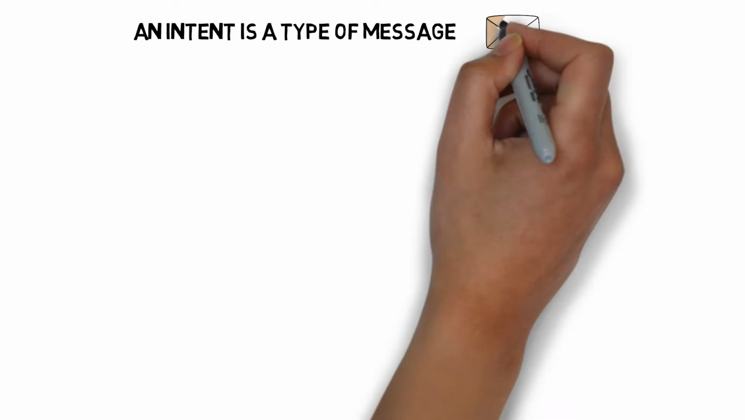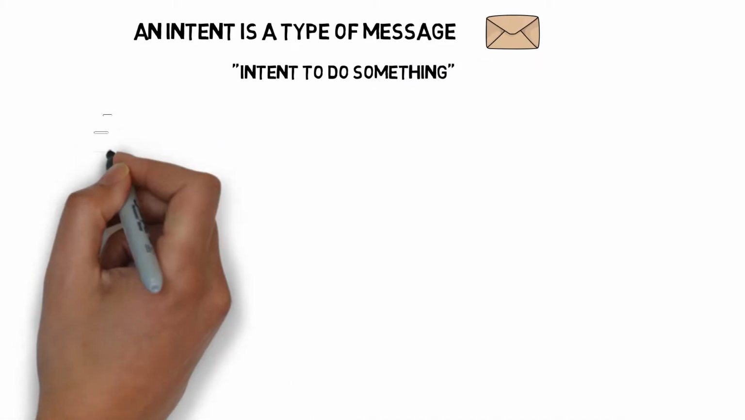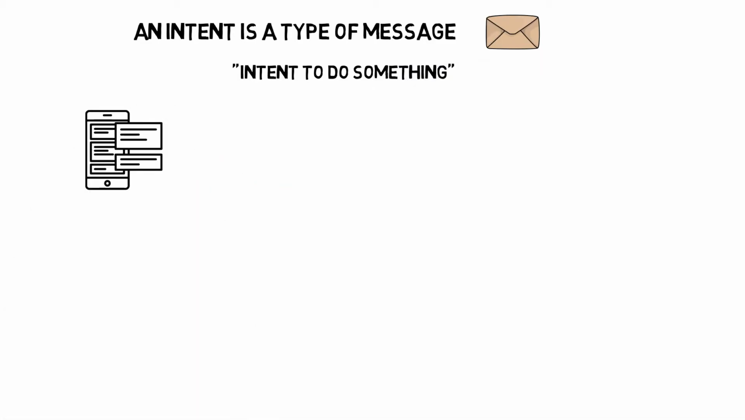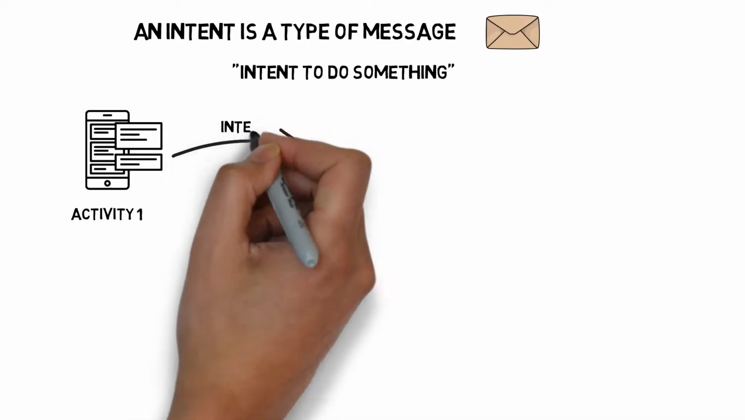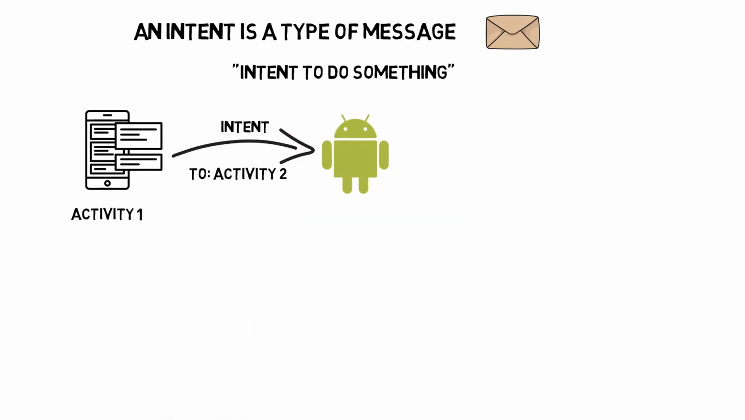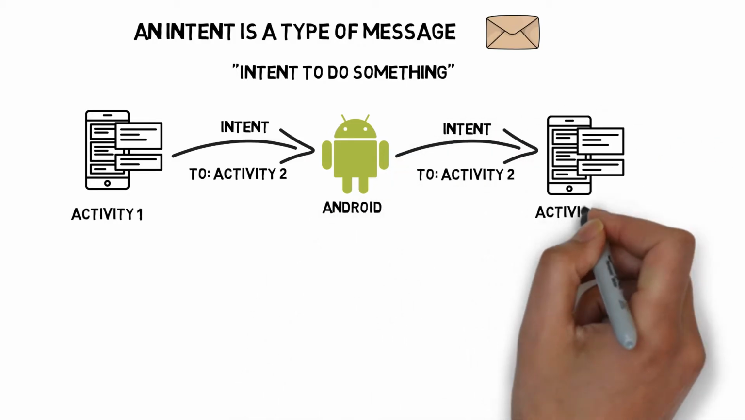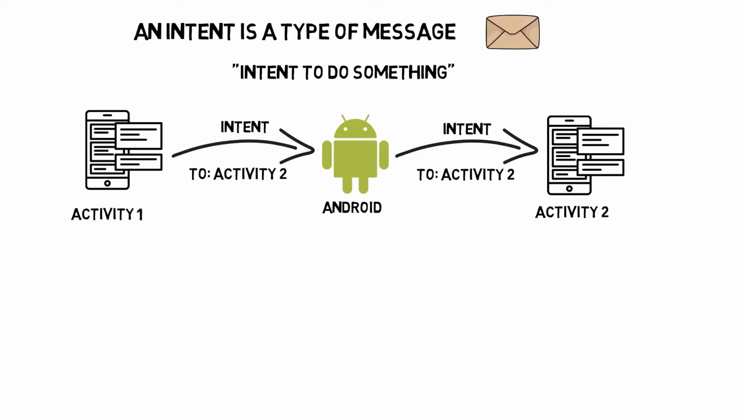An intent is a type of message. Whenever you want an activity to start a second activity, you use an intent. You can think of an intent as an intent to do something. It's a type of message that allows you to bind separate objects such as activities together at runtime. If one activity wants to start a second activity, it does it by sending an intent to Android. Android will start the second activity and pass it the intent.